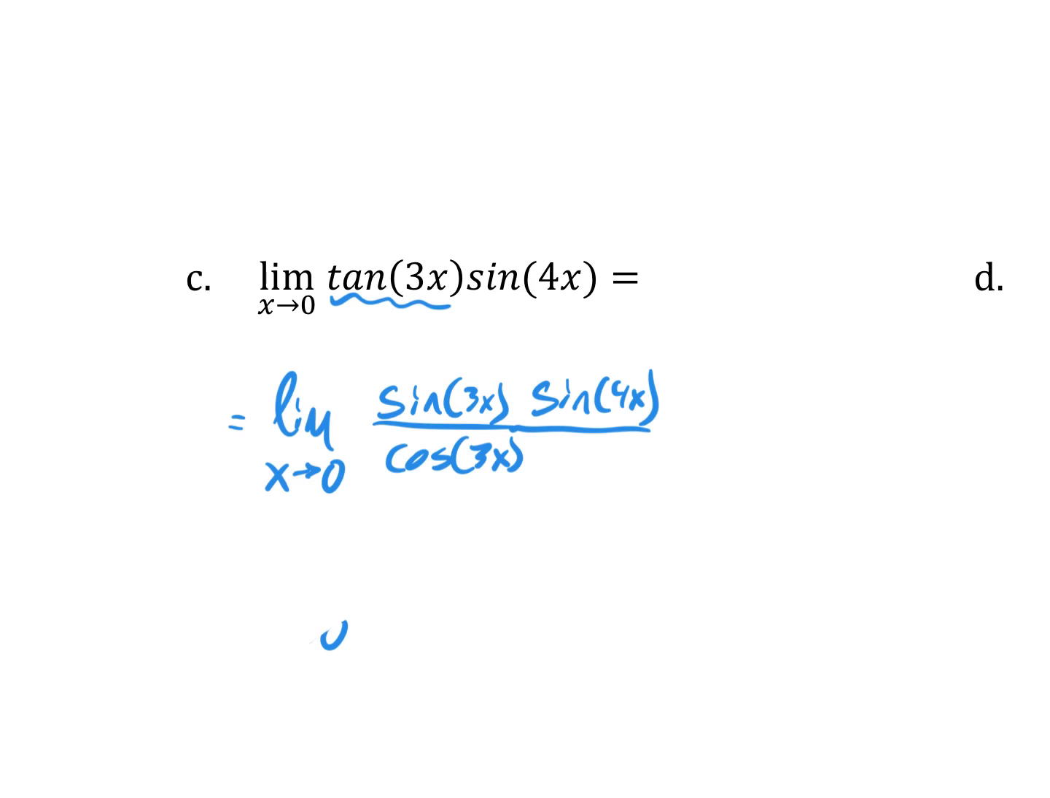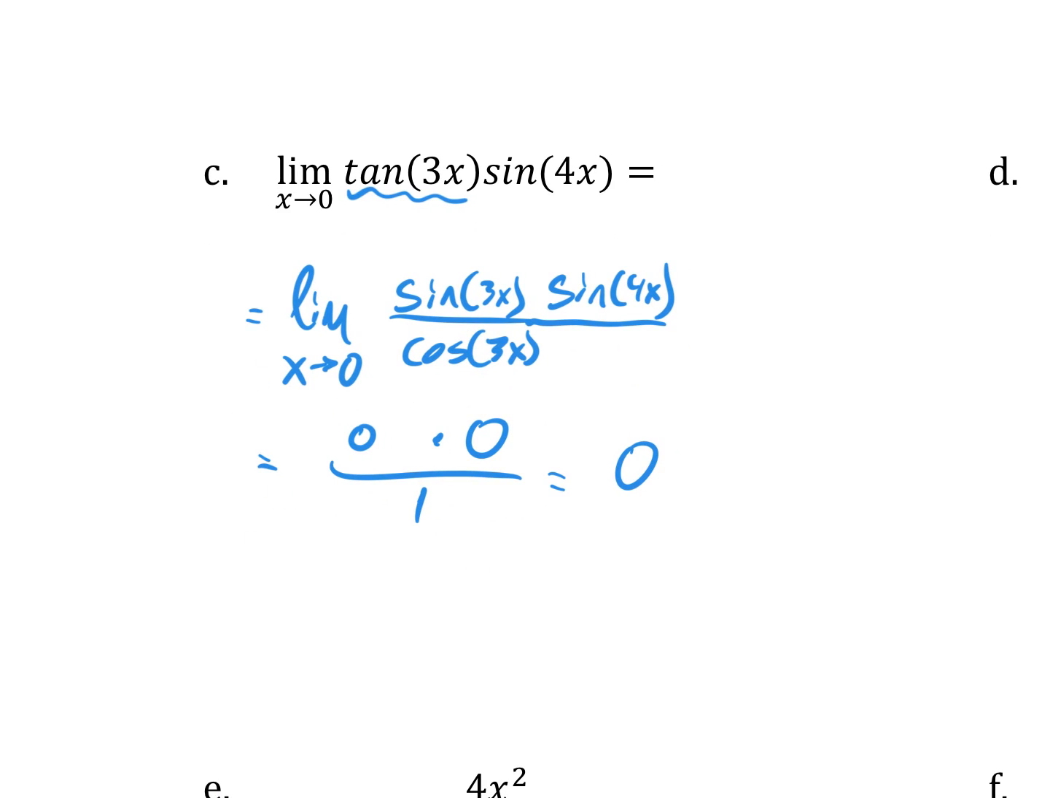Okay, so this is actually just going to be, well, plug in: the sine of 0 is 0. Sine of 4 times 0 is 0. And that's over 1. Okay, so that's 0. Well, let's change to a different problem. Okay, let's call this C.2.